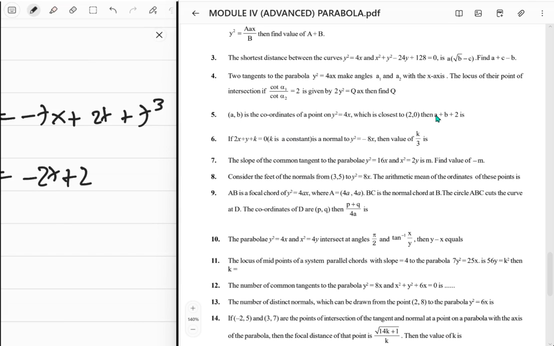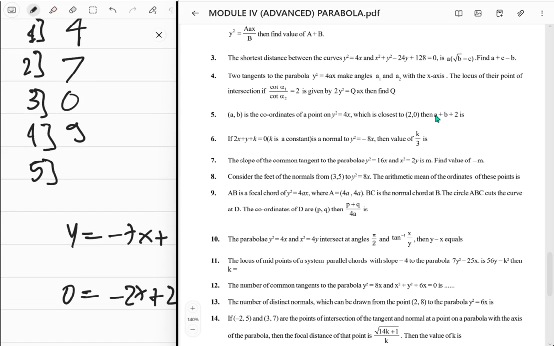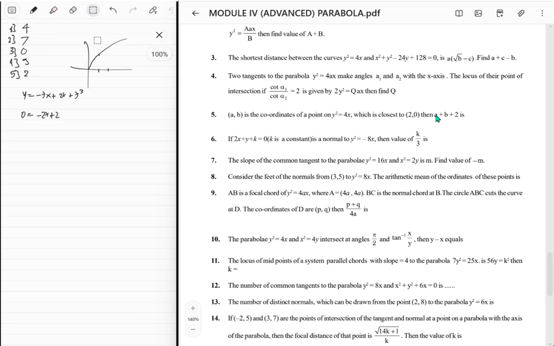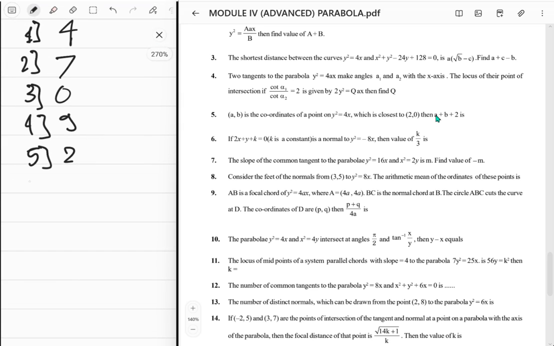So a plus equals 2 is just 2. Fifth, 2. Does this make sense? So 2 comma 0 is just some point over here, which is the focus. It's going to be 2 times that over here. Yeah, it's actually the thing. Next question. Sixth.